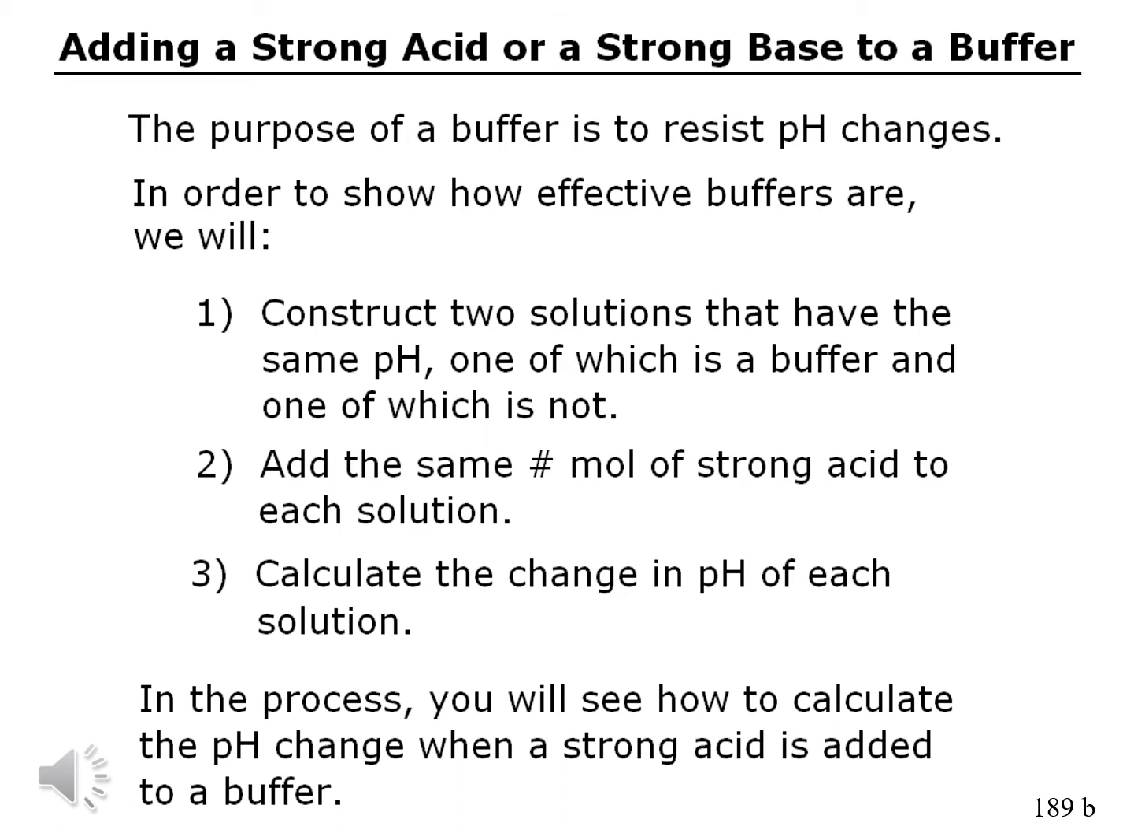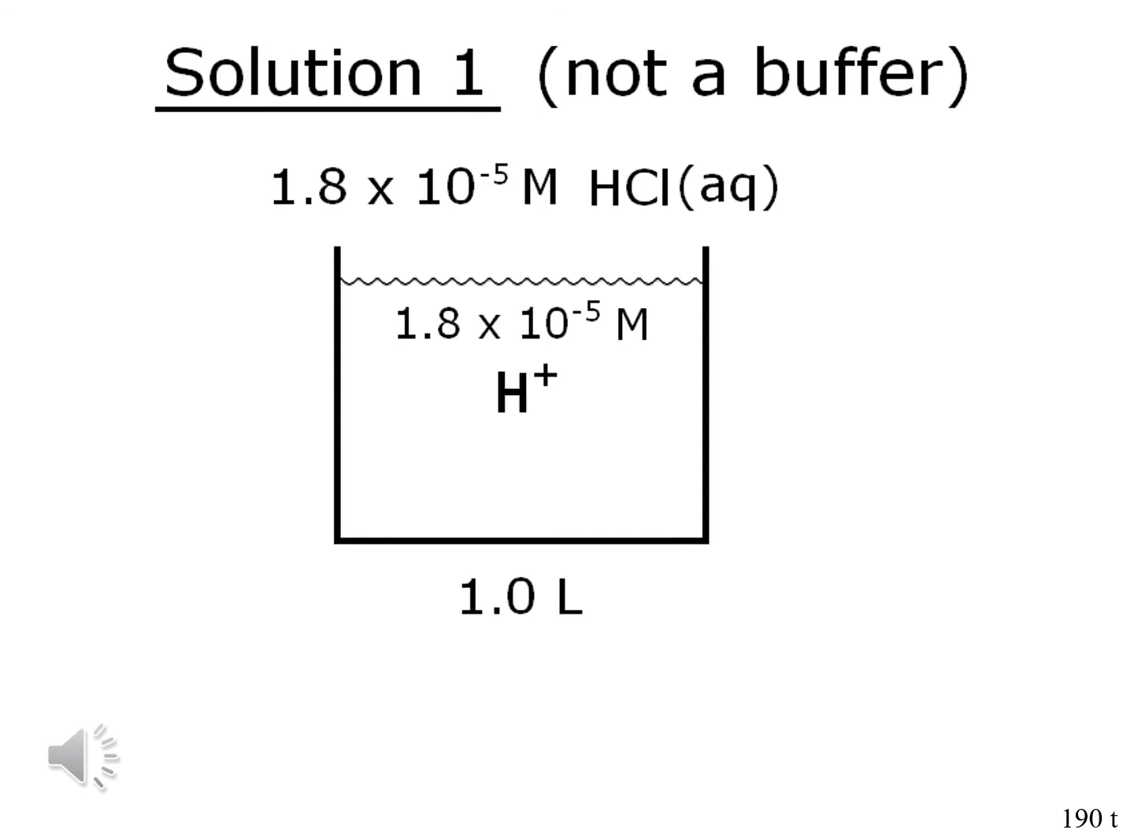I'm always going to use 1 liter for our buffers because you really don't lose that much if you use a different volume. The volumes cancel in the buffer equation anyway because the base and the acid are in the same solution. So we're just going to stick with 1 liter to make the calculations easier.